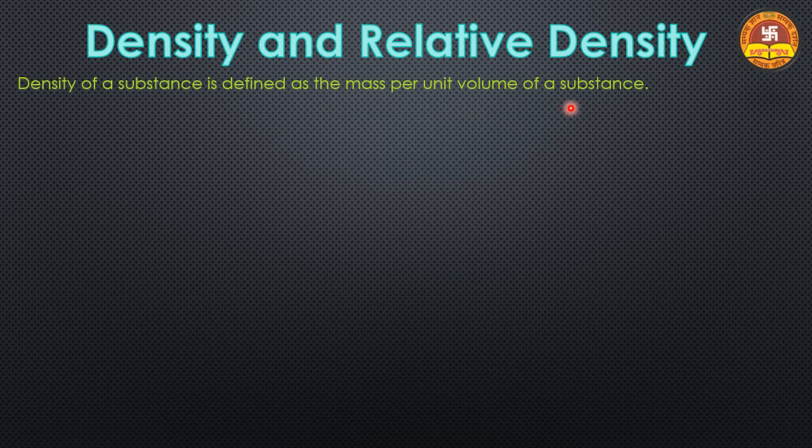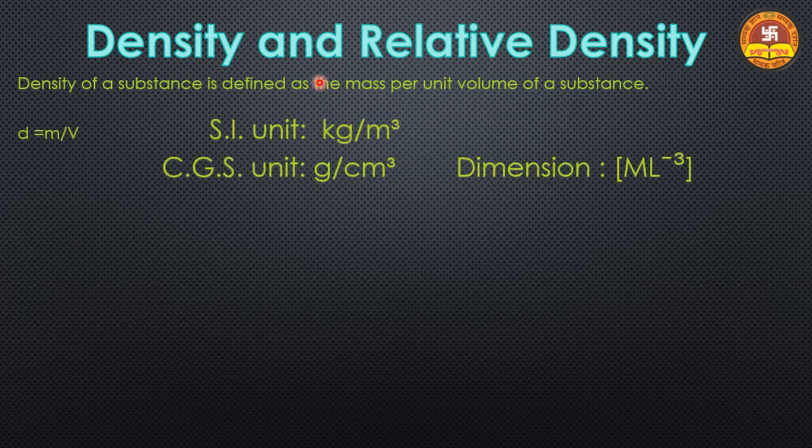We can write density as m by v. So if v becomes 1, d becomes equal to m. That's why it is written density of a substance is defined as the mass per unit volume of a substance.